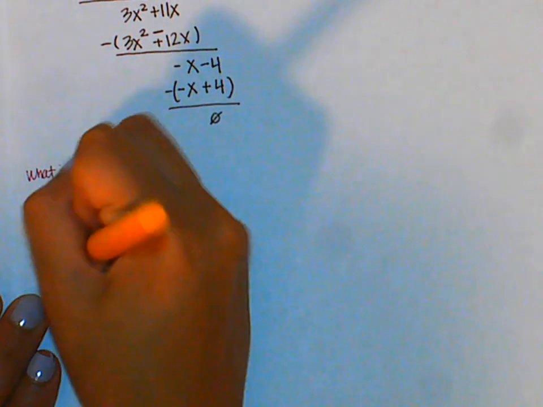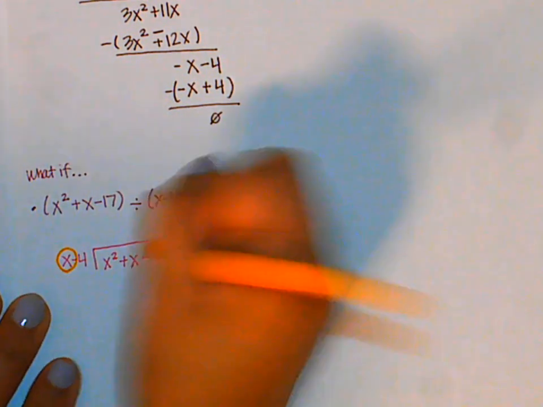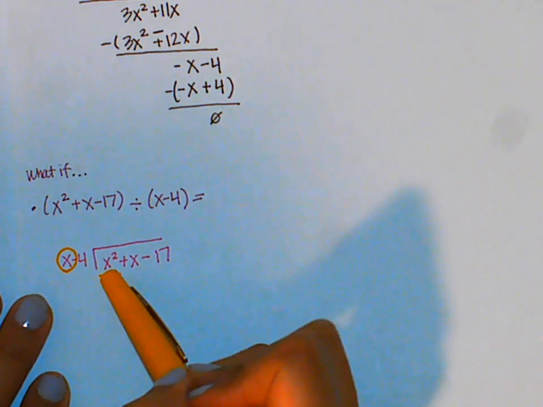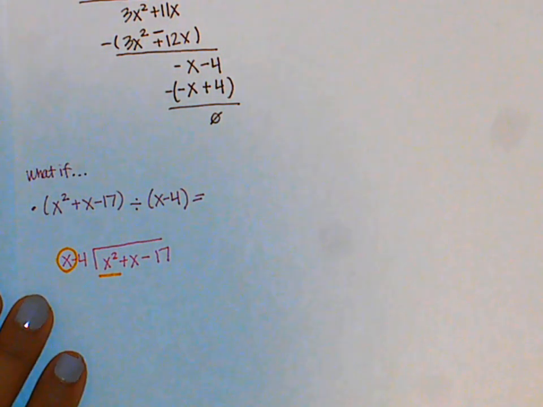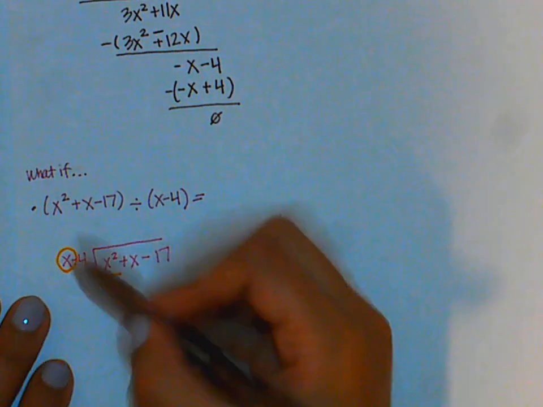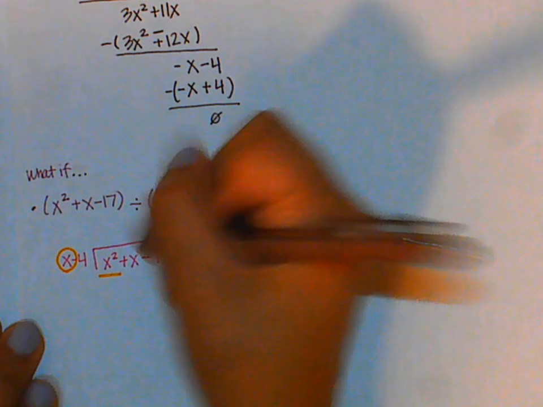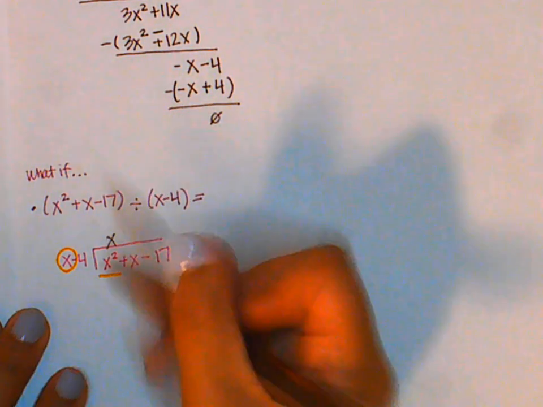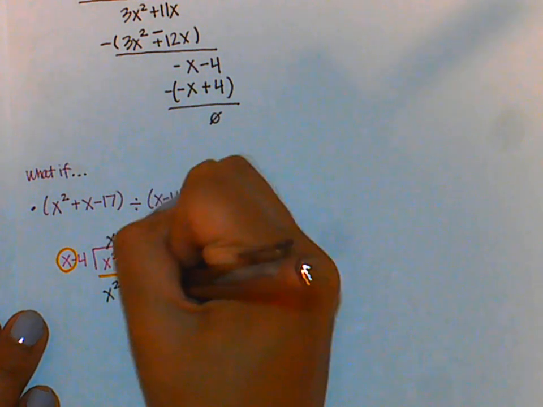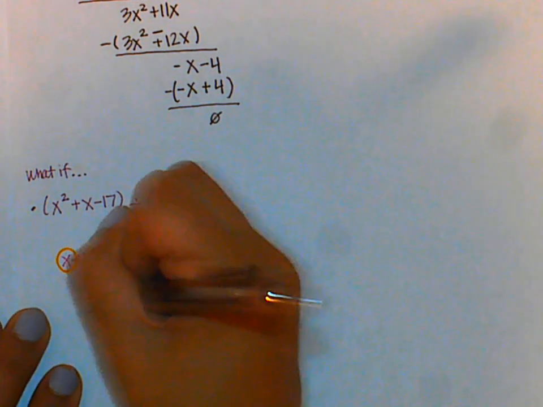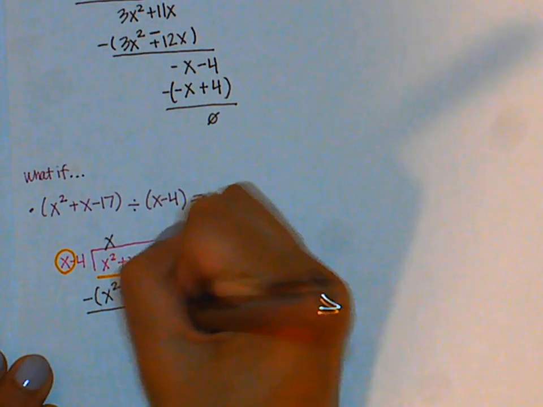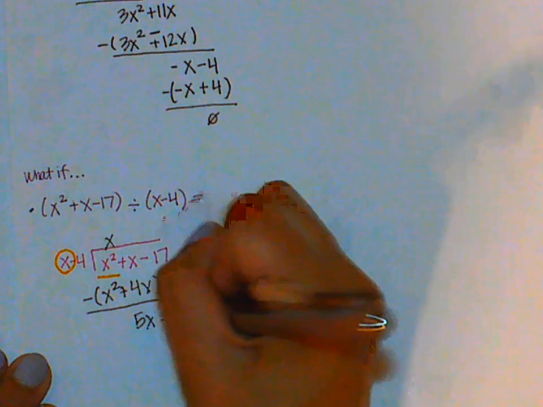I am focusing on this x, and that's what I will be trying to divide into. So x into x squared, I get an x. So x times x is x squared, minus 4x. I'm going to subtract, which turns it into a plus, and then I get 5x, bring this down, minus 17.